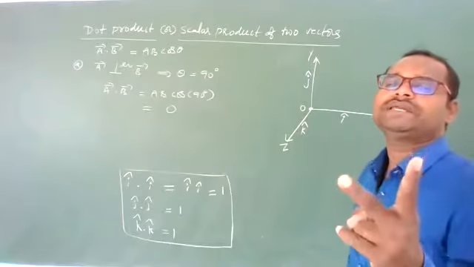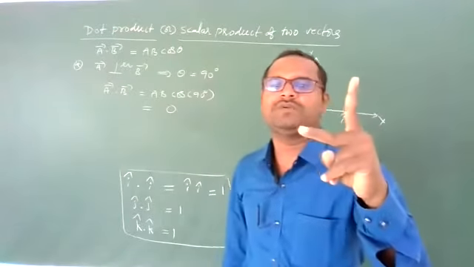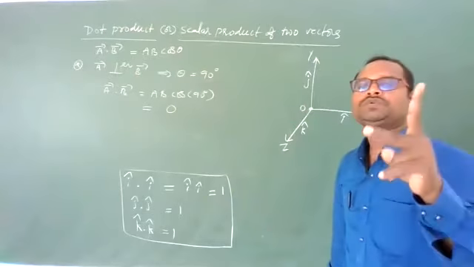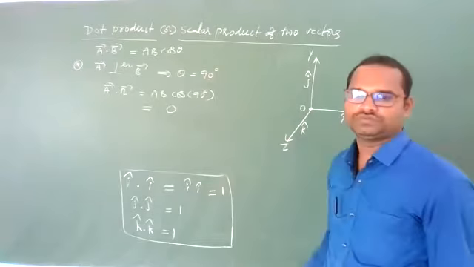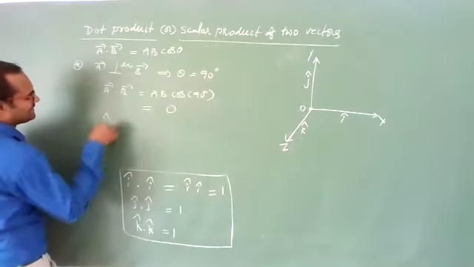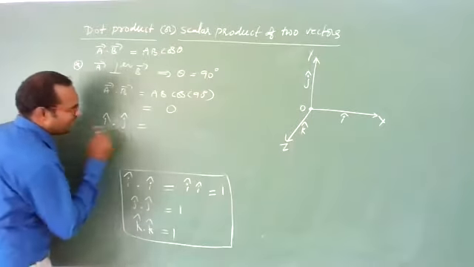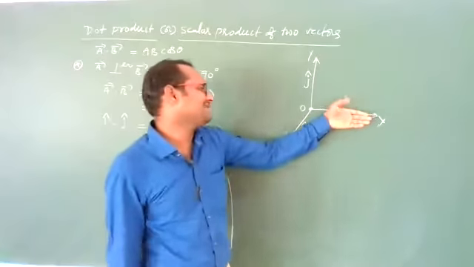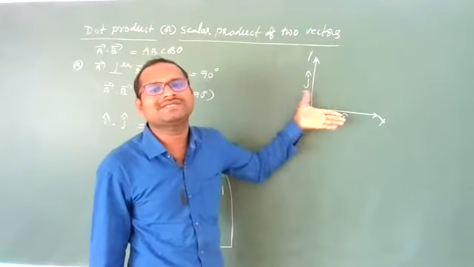Any two vectors you take, if they are perpendicular to each other, see here, these are perpendicular, then the dot product of these two vectors always gives you 0. Now you take one unit vector along the x-axis and another vector along the y-axis. How are these two? One is along the x-axis, another is along the y-axis. These two are perpendicular to each other. The angle between these two is 90 degrees.